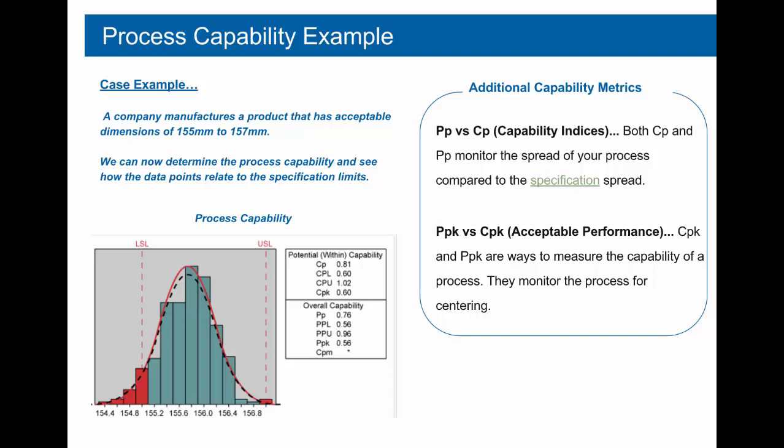On the right, we talk about additional capability metrics. So before we've talked a lot about DPMO, or defects per million opportunity. There are also additional ways to think about process performance. So on the Pp or Cp view, these monitor spread, as they compare to the specification. Whereas on the Cpk or Ppk, the process is really centered around your target. Kind of more to come as we talk more about Cp and Cpk.